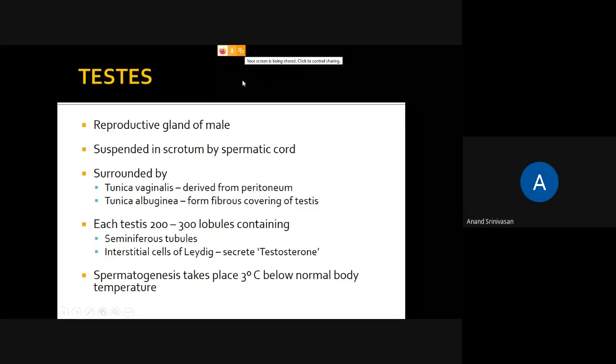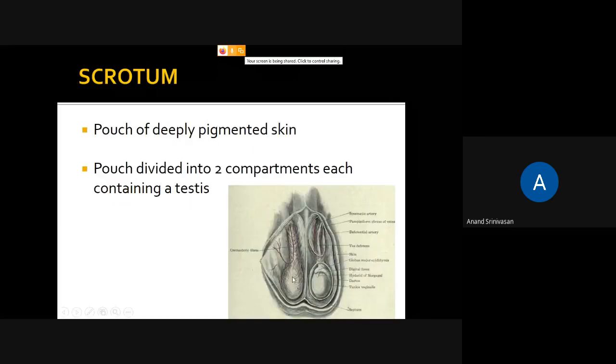Now what is this testis? The testis is the reproductive gland of the male. It is the place where the sperm is produced. It is suspended in the scrotum by the spermatic cord. So here you can see the testis. It is hanging, suspended in the scrotum by this structure, which is called the spermatic cord.